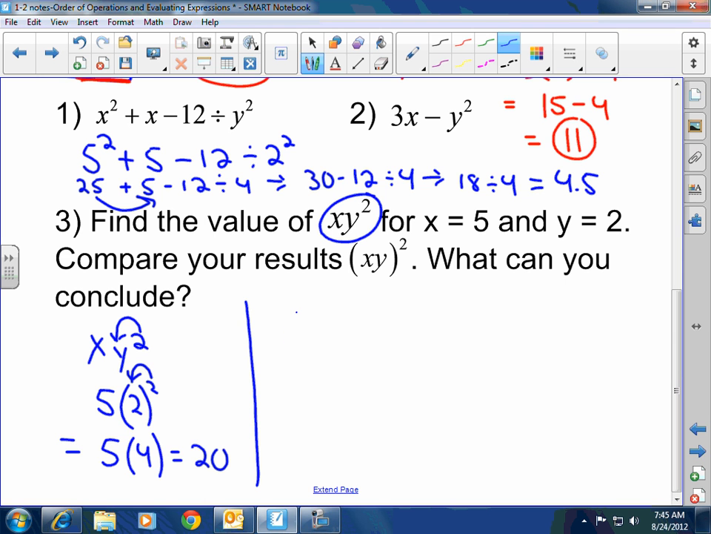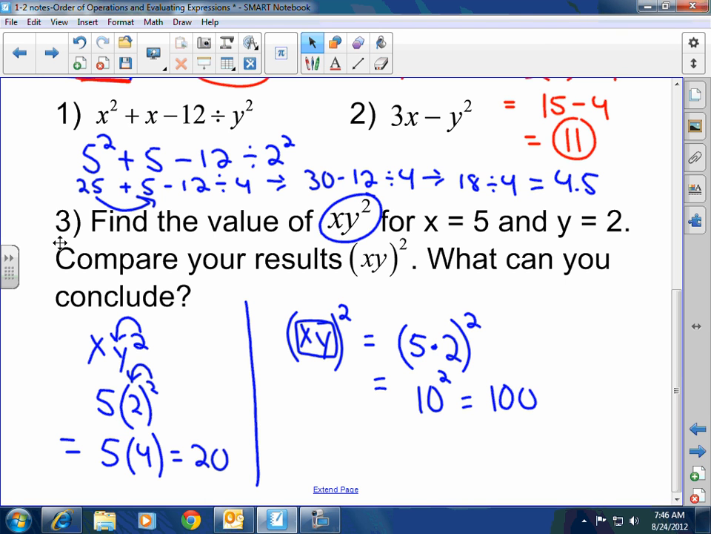Now, in the other example, parentheses, x times y in parentheses squared. This is different. In this case, x is 5, and it's being multiplied to the y. Remember that when you have two variables next to each other, and there's no addition or subtraction sign in between, that represents multiplication. So times y, which is 2 squared. Follow the order of operations. 5 times 2 is 10 squared. So that's 10 times 10, which is 100. Hopefully that made sense for you guys.